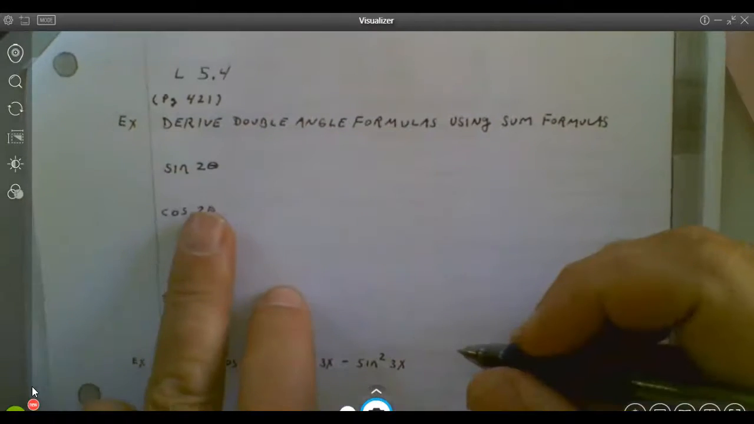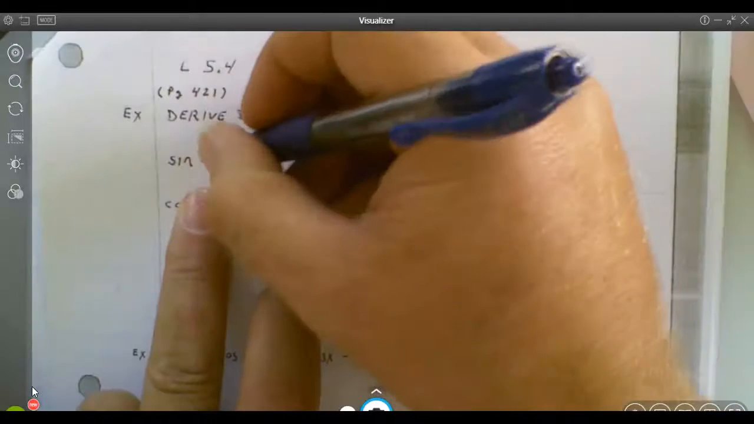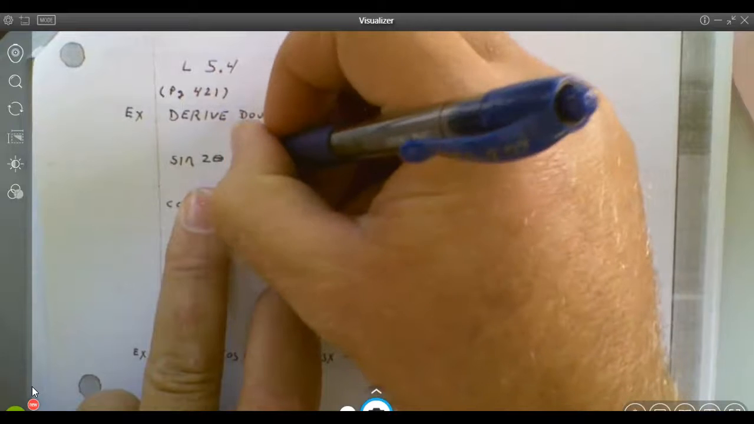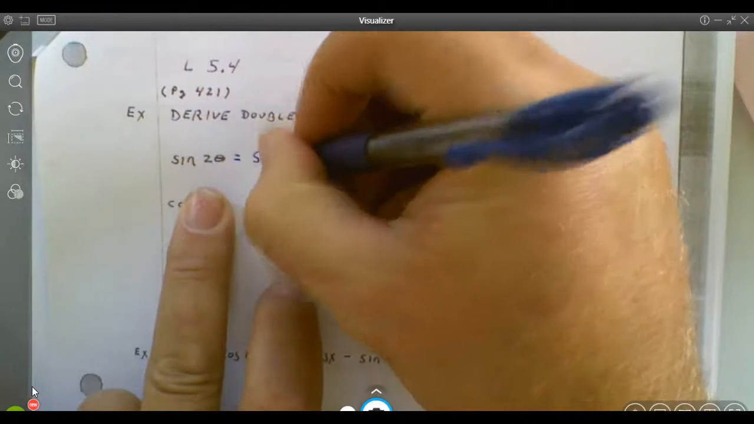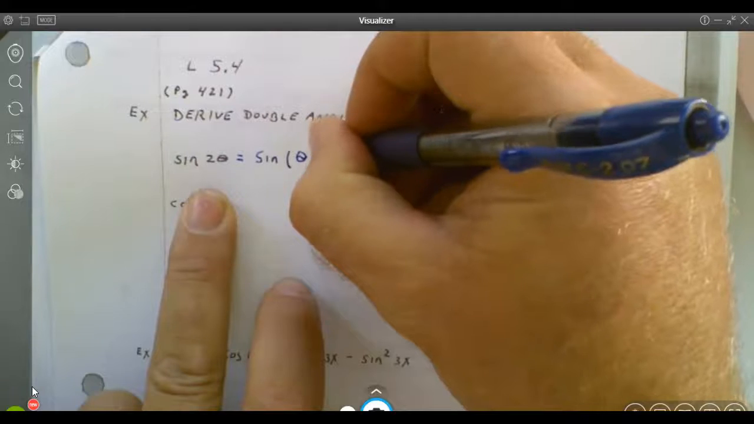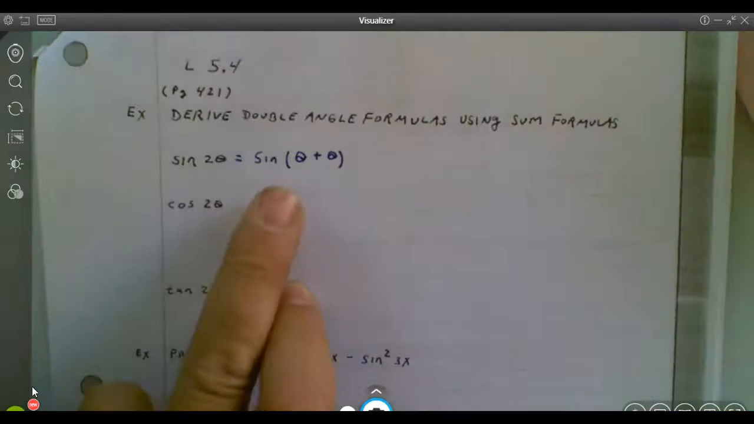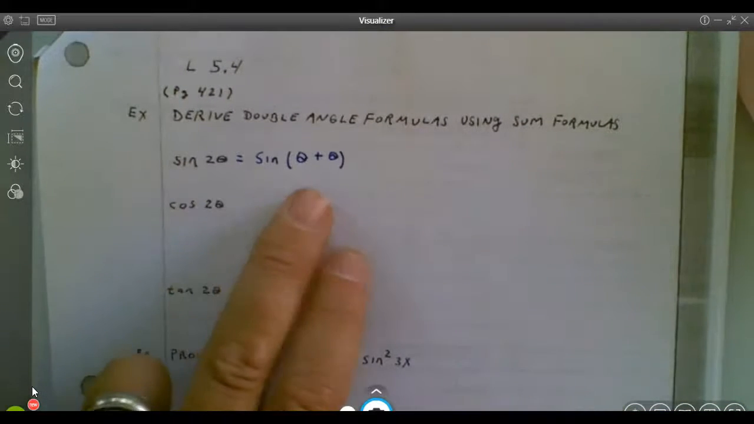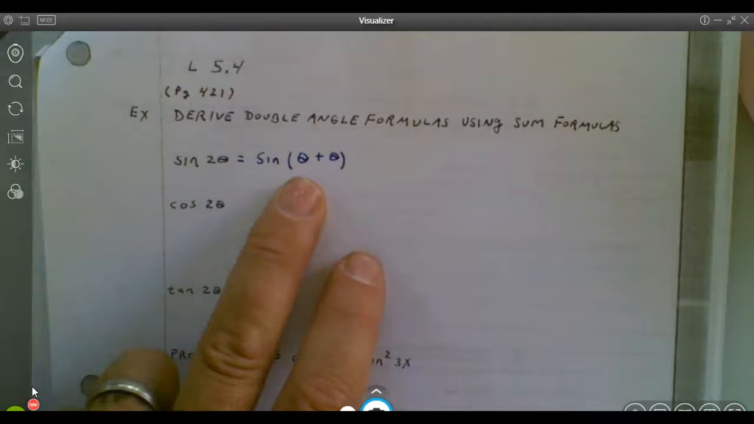So the sine of 2 theta, this is our double angle formula, could be written as the sine of theta plus theta, right? Because theta plus theta would be 2 theta. By writing it this way, now I've turned it into a sine sum formula, which is what we learned in our last lesson.